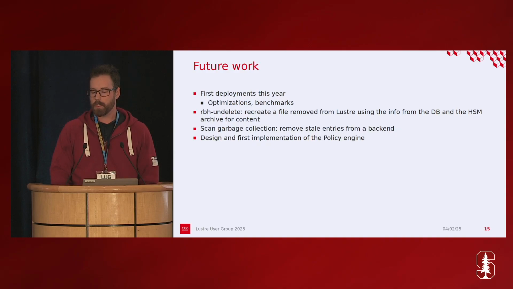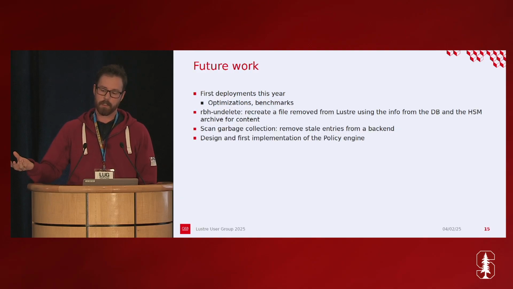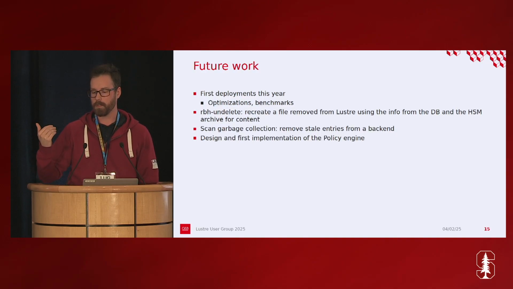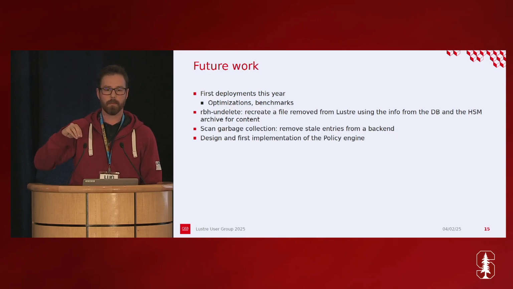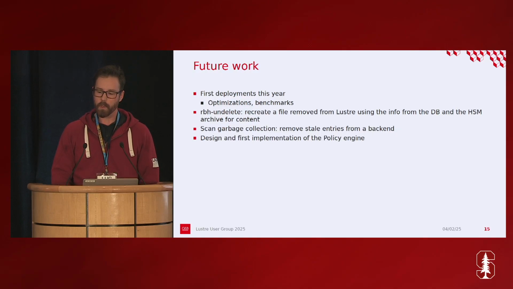There's also a few tools that we will be developing this year. So there's RBH undelete, which is sort of related to the feature that Andreas was talking about, undeleting files in Lustre. So the idea is that from time to time, some of our users have a tendency to delete their files by accident. And what RBH undelete does is that we can recreate those files using the metadata from Robinhood and the content from the HSM archive. And so this is one of the tools that already exists in version 3, but we will port to version 4.